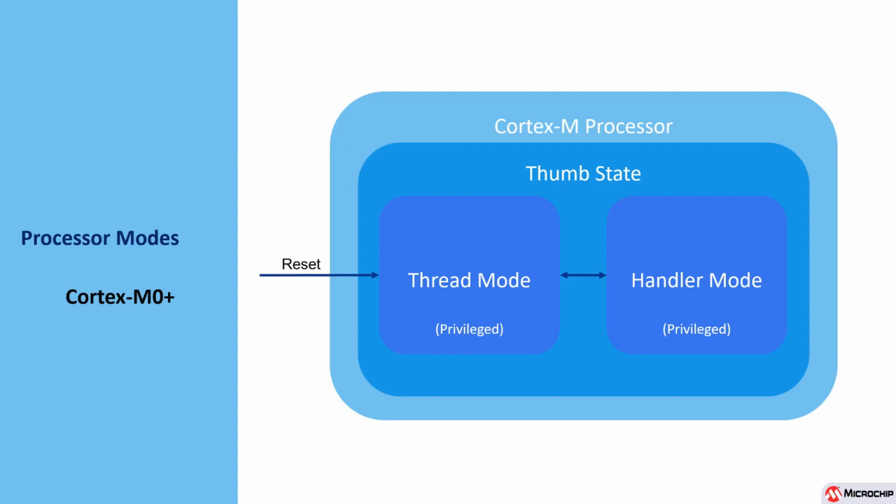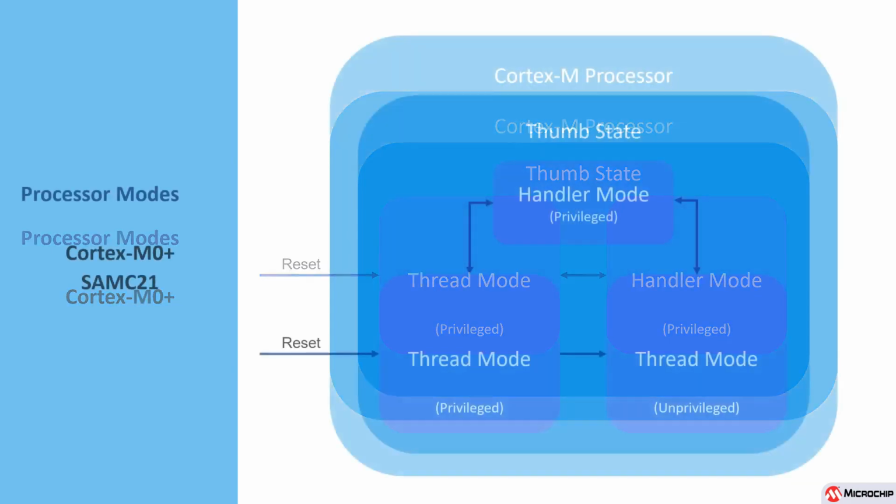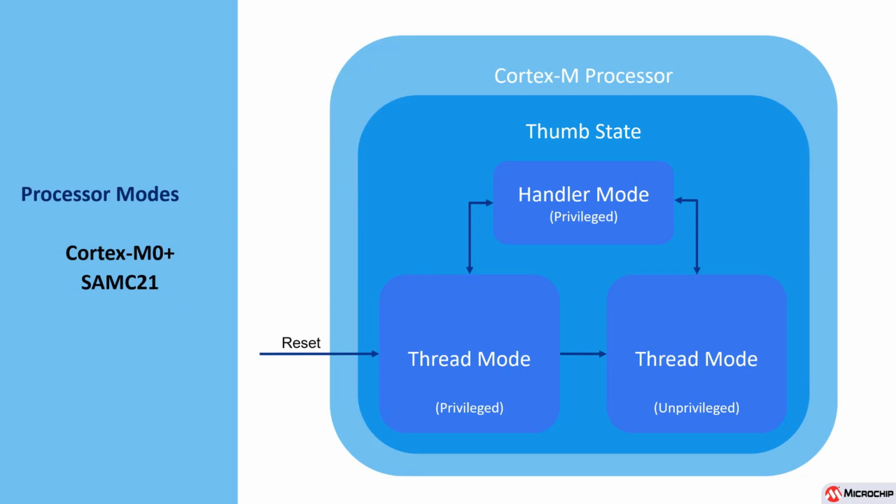Within that state, there are two different modes: a thread mode and a handler mode. Thread mode would normally be associated with your mainline code. Handler mode would be any sort of interrupt or exception code. And you'll note in parentheses at the bottom, both of them are privileged. We'll go over what privileged versus unprivileged means in a subsequent slide. But basically, this is how most embedded development is done. Whether you're in thread or handler mode, you have access to the entire part. And when you come out of reset, you go into thread mode to start executing code. That is how most all of Microchip's Cortex-M0+ parts look.